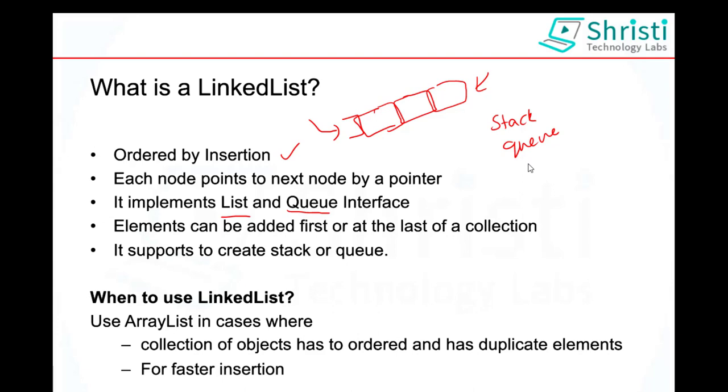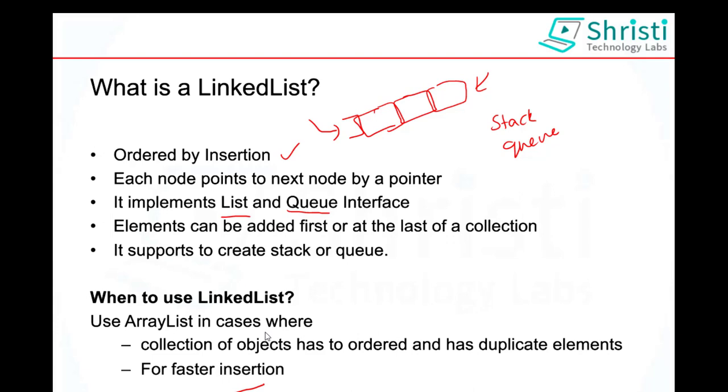When should you use linked list? Assume you are having a use case where the collection of objects is having duplicates and it has to be ordered. In that case, you need to use linked list. Use linked list for faster insertion. So there will be a confusion when to use array list and when to use linked list. Always use linked list for faster insertion because you are either going to add it to the first or you can add it to the last.